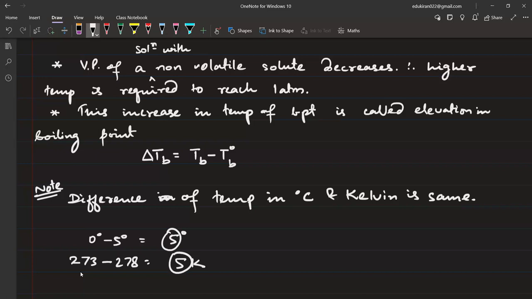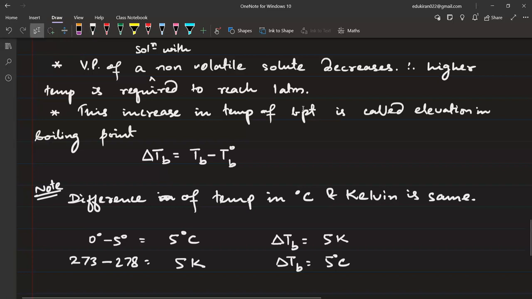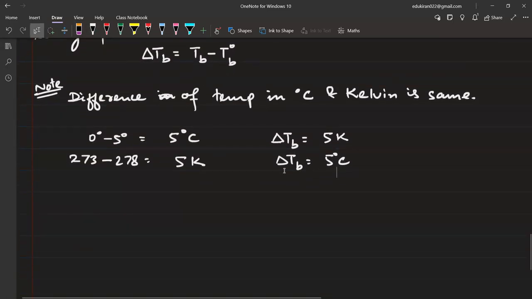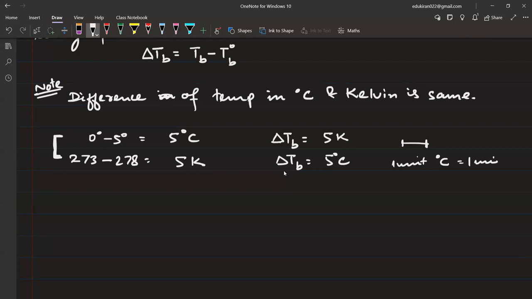So you can write delta TB in degree Celsius and also in Kelvin. Both are fine. If you calculated delta TB in Kelvin, you can just write degree Celsius also. It's not going to change anything. All of you got this? Yes, no, please tell me. If delta TB is, let us suppose, 5 Kelvin, then in degree Celsius, delta TB is also equal to 5 degree Celsius. Both of these are the same change in temperatures. So when you are talking about change in temperature, you don't have to add 273 or something like that. Whenever you get confused, please look at this example. It is because the scale is the same. So 1 unit degree Celsius is equal to 1 unit Kelvin.